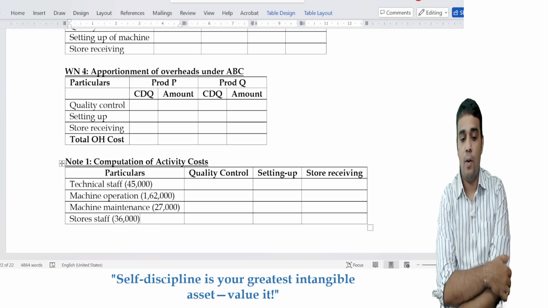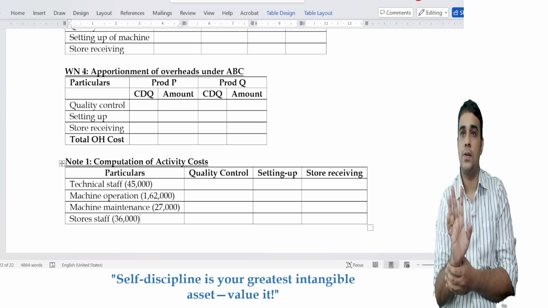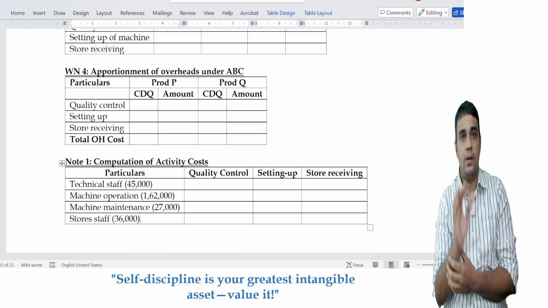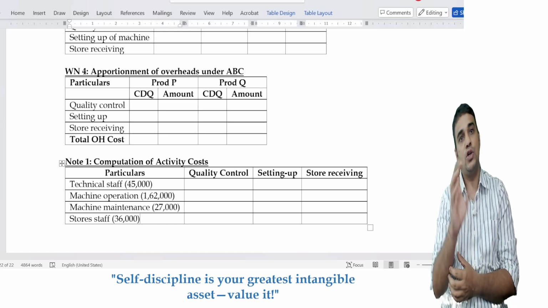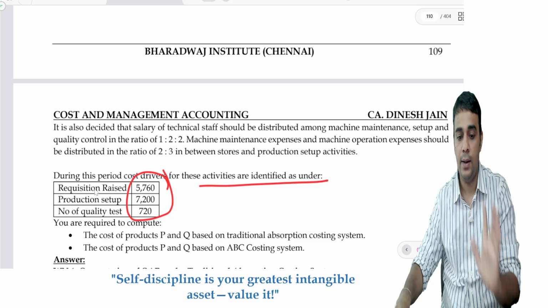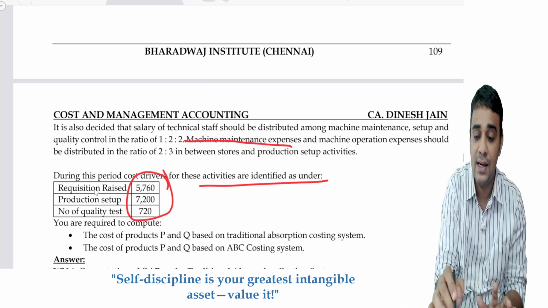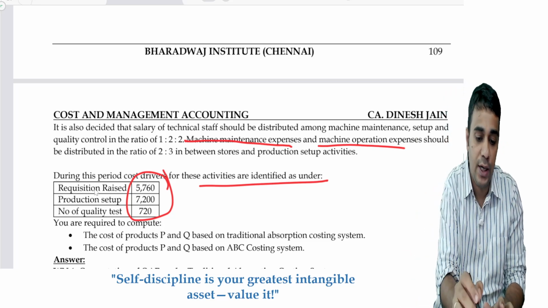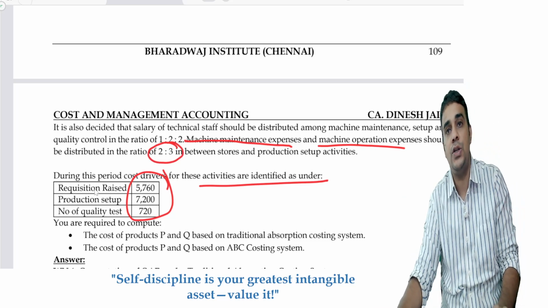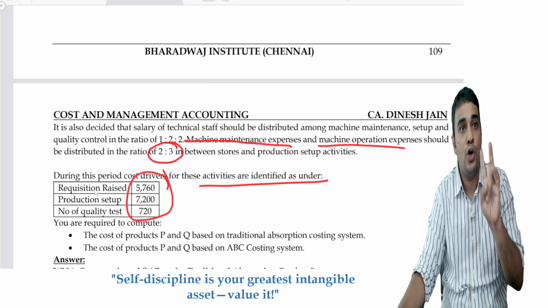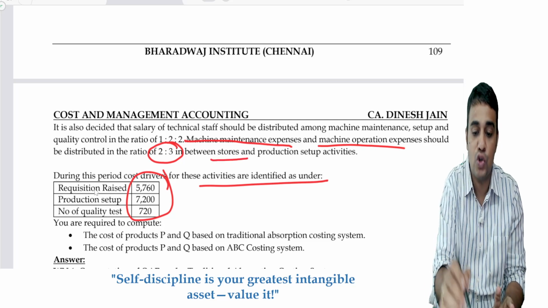Okay. Now, I don't like these four costs. I want the cost to be quality control, setting up, store receiving. What they gave: technical staff, machine operation, machine maintenance, store staff. They purposefully gave it like that. Technical staff, I'll do it in a minute. Machine maintenance and machine operation should be distributed in the ratio of 2 is to 3 between which activity? Store. Store means store receiving.